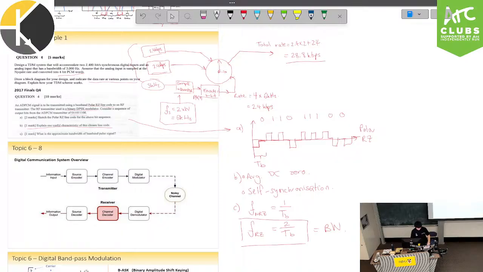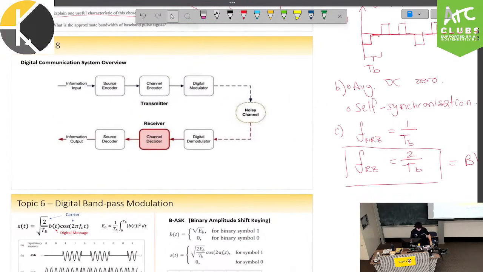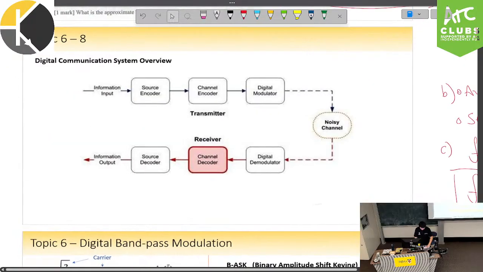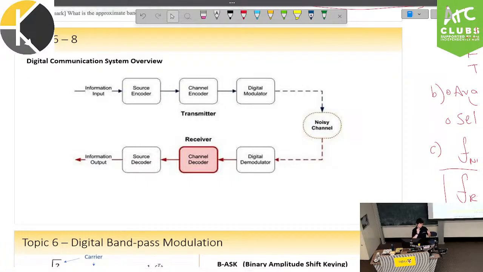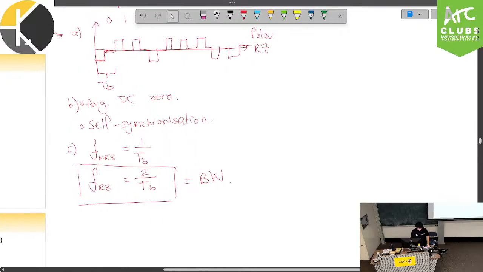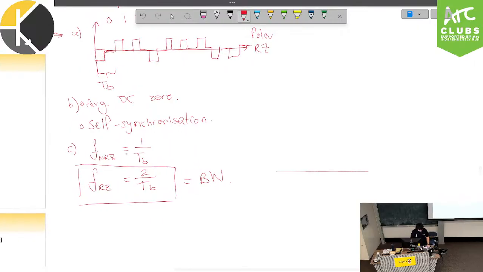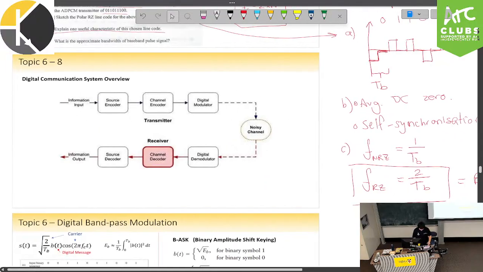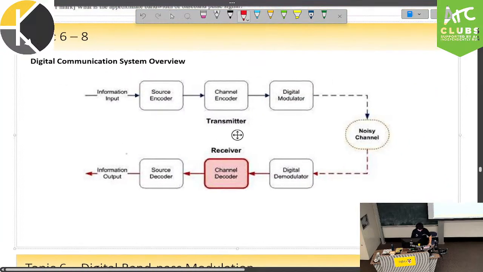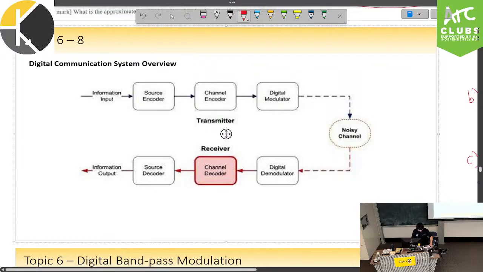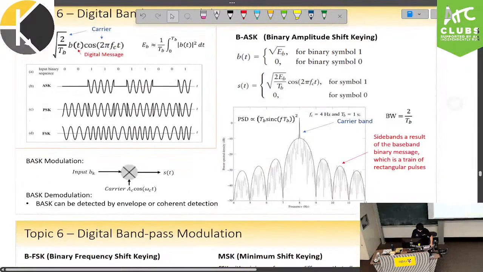Okay, so where are we? We're on topic 6. Right now we're talking about digital communication system overview. We're going to be talking about the digital bandpass modulation stuff. So, as Jackson mentioned previously, this is going to be somewhat aligned with, on our frequency plane, this little block up here that we've modulated. Very much looking at channel decoders and such. Let's get it moving. Here we are.